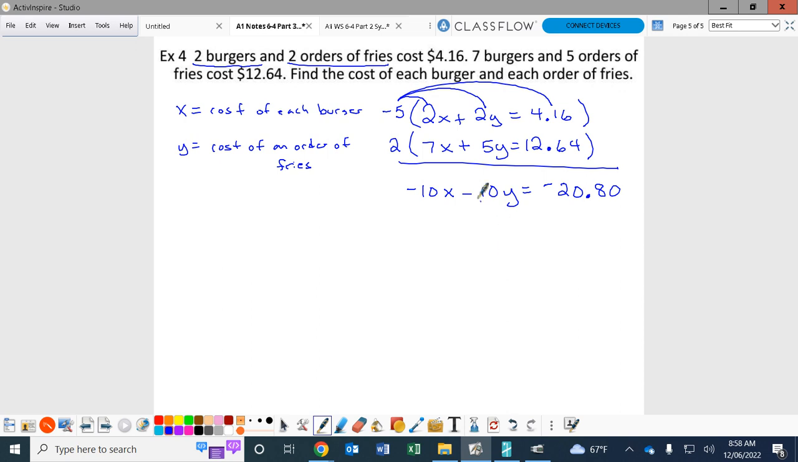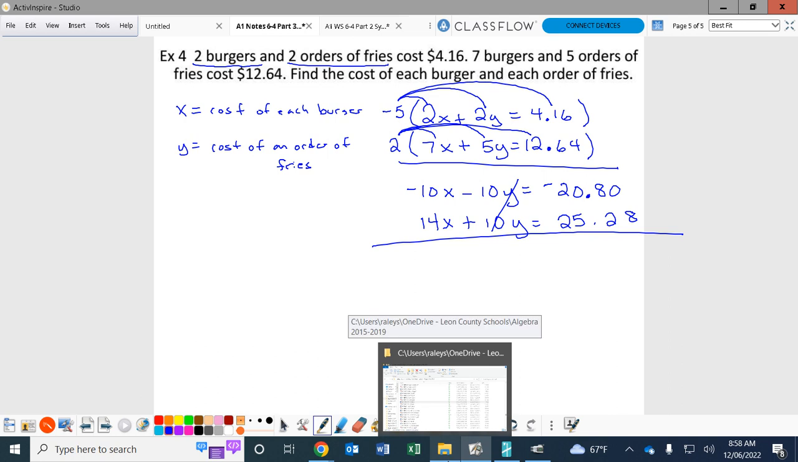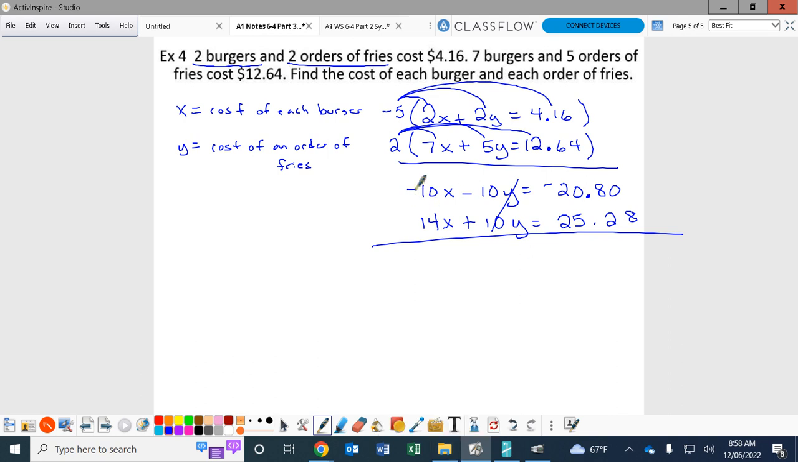On the bottom, 2 times 7 is going to be 14x. 2 times 5 is going to be plus 10y. And 2 times 12.64 is going to be 25 point something. 25.28? Okay, there we go. The y's cancel out. The x's go together. When you combine a negative 10 and a positive 14, that's going to give you 4x equals. When you combine negative 20.80 and 25.28, it's going to be 4 point something. 48, thank you. 4.48.